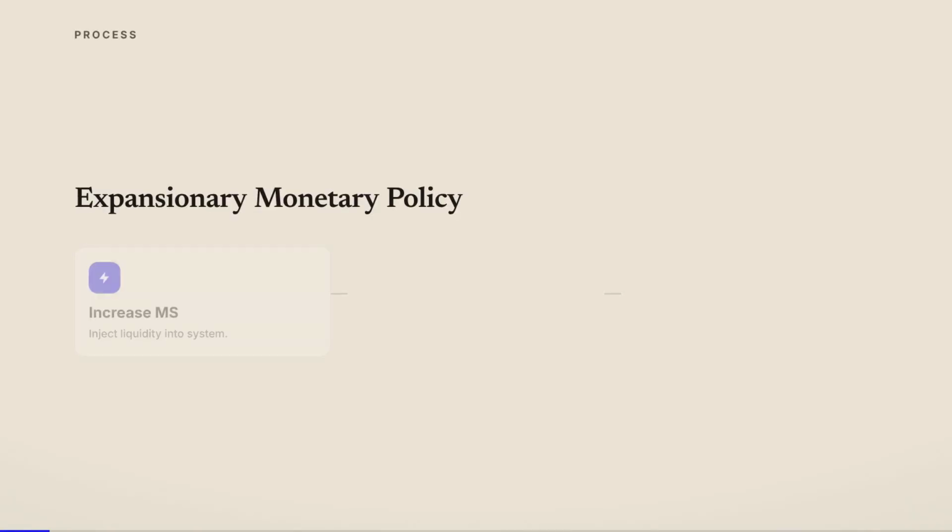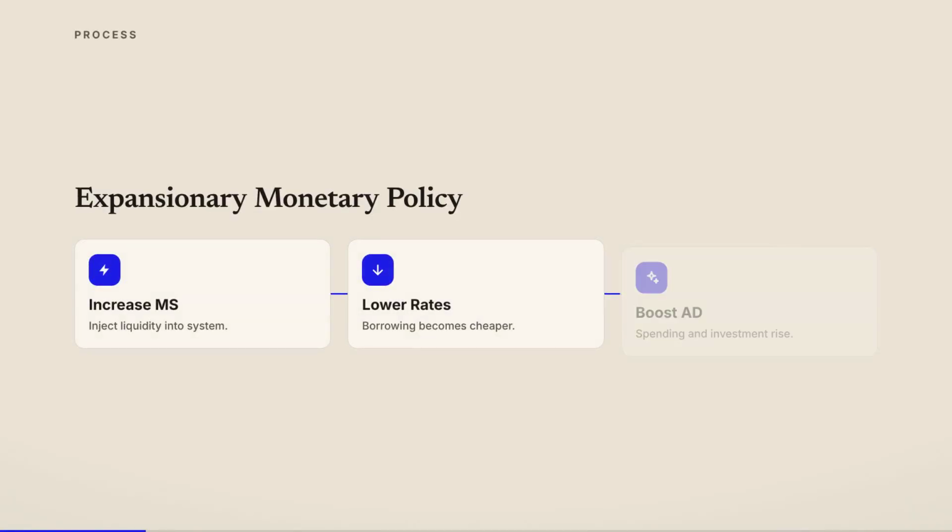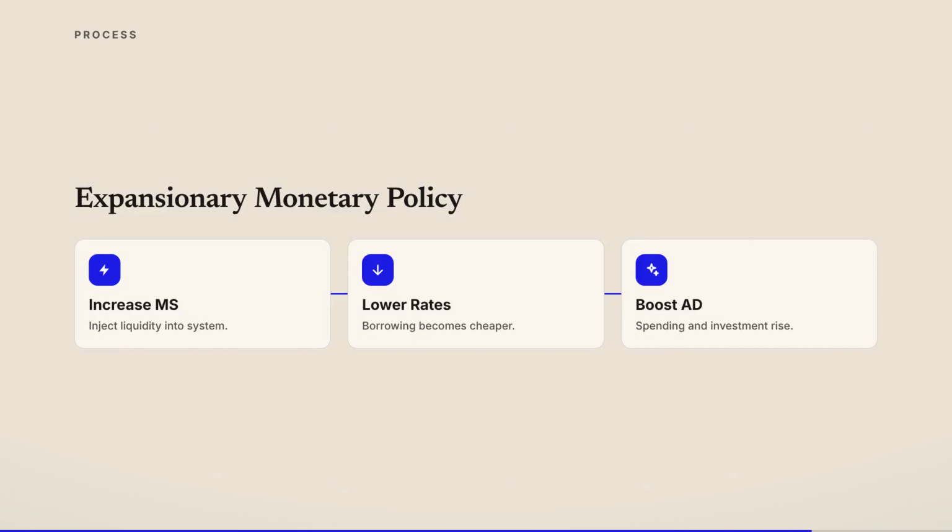When the economy is in a slump, the Fed uses expansionary monetary policy. They increase the money supply, which lowers interest rates. Lower rates make borrowing cheaper for consumers and businesses. This stimulates spending on things like houses, cars, and new factories, which increases aggregate demand and helps the economy grow. It's essentially stepping on the gas.